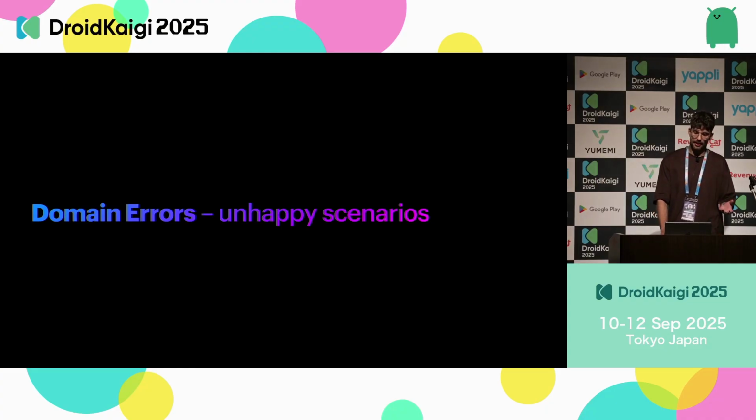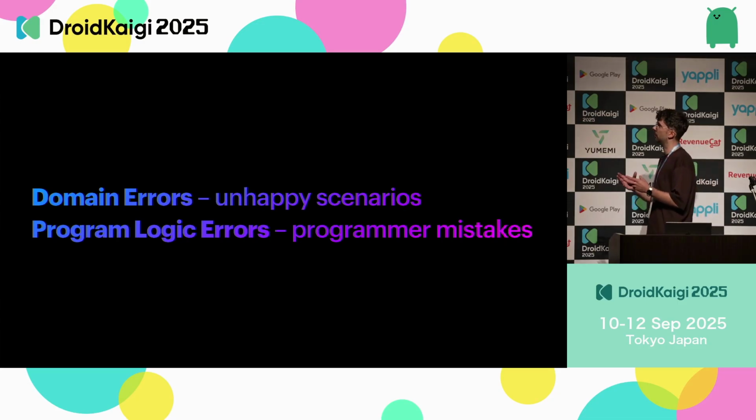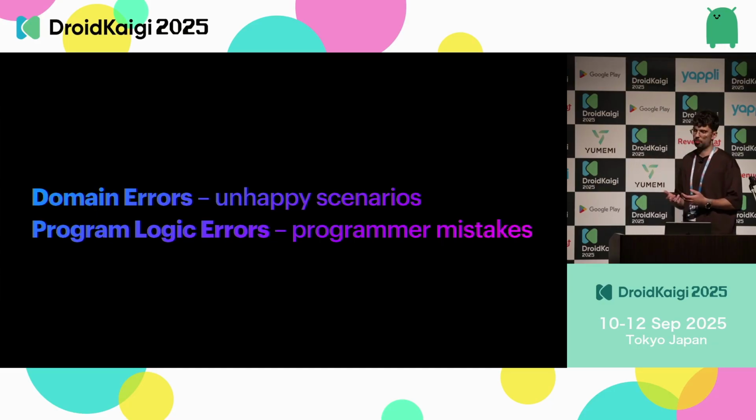And then there is the other error type. This one I call program logic error. This actually means that we made some kind of mistake. For example, we didn't anticipate that there might be a null variable in our code base, and we accessed it, and we got the null pointer exception.